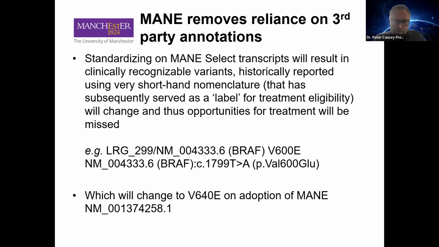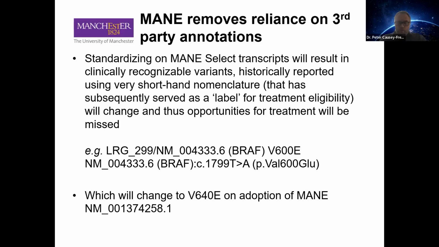This came in as a bit of fear from the genomics community, talking about the BRAF gene that Nikki mentioned earlier. The fear was that standardizing on the main select transcript would result in clinically recognizable variants, historically reported in a shorthand nomenclature, being missed because the numbering in the context of the protein and the transcript would change. What was inferred here is that the reference sequence would be the LRG299T1, which is equivalent to 4333 point something, I think it's 0.4 actually. The 0.6 is the most up-to-date version, but that would give you a protein level variation of valine 600 glutamine. So V600E. This is the shorthand that's often used.